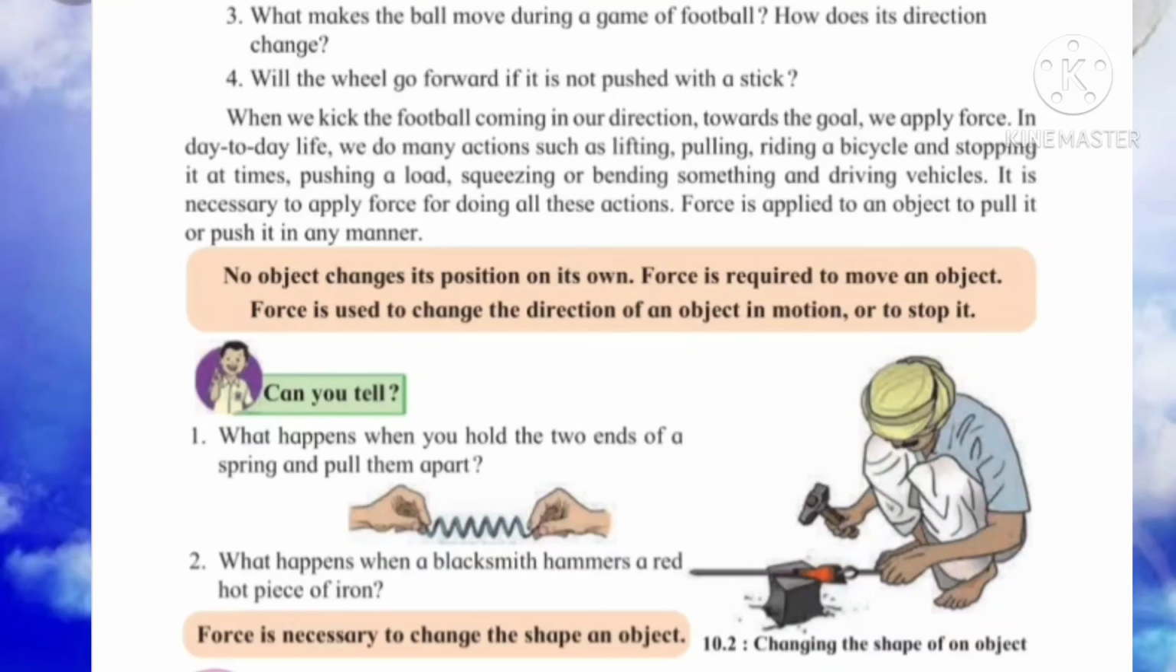So what do we conclude from these examples? Force is necessary to change the shape of an object. After hammering on that object, its shape and size will change. After pulling that rubber band or spring, its shape will change. So for changing the shape of an object, we need to apply force. Whatever actions or things happen in our day-to-day life, without force it is not possible. Understood everyone? Force is very important for any action to happen.